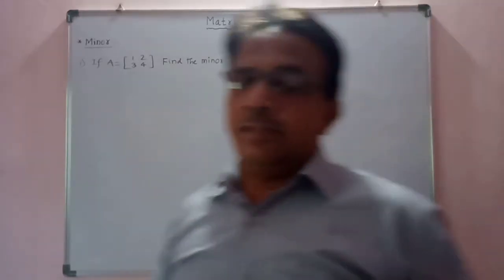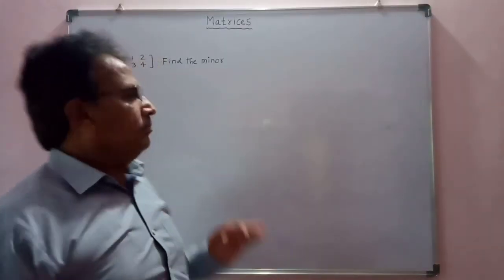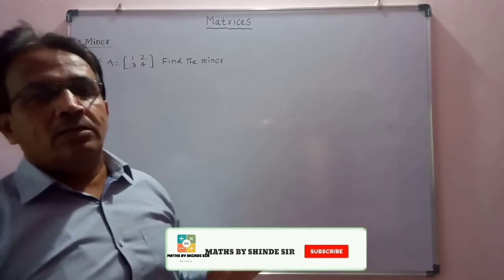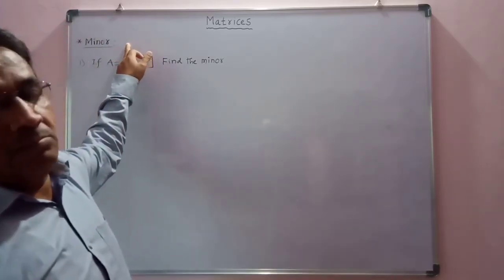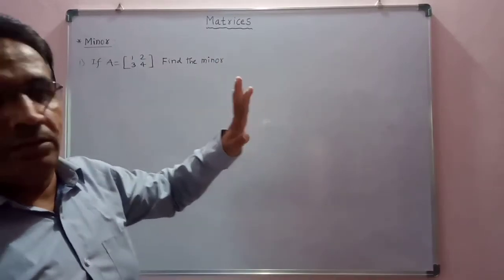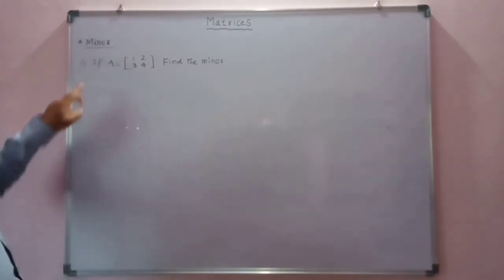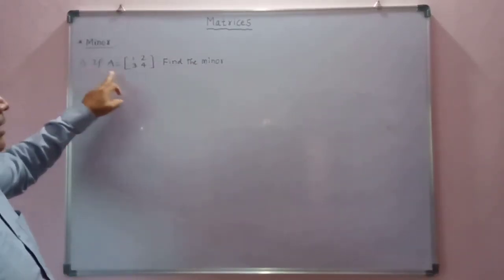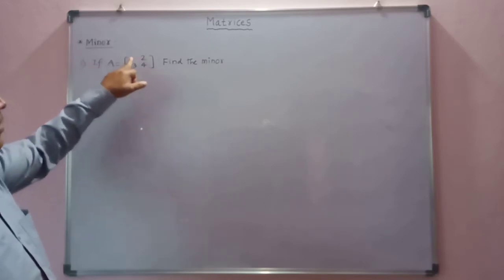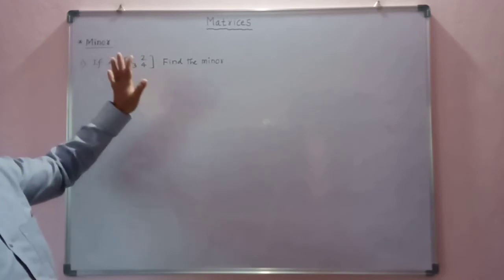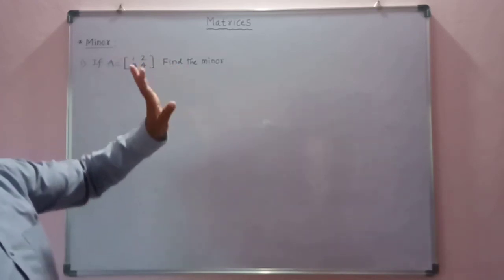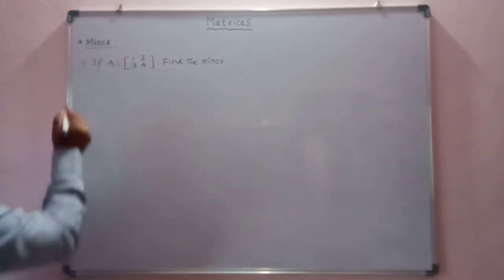We discuss the next topic: minor. What is a minor? We studied it in 11th class, minor and cofactor. For example, if A is the matrix 1, 2, 3, 4, this is of order 2 by 2, a square matrix. Find the minors.